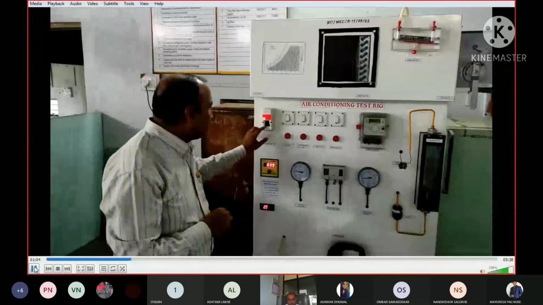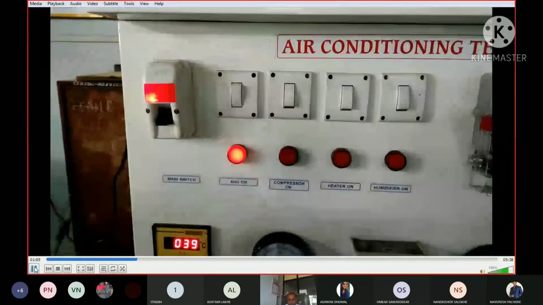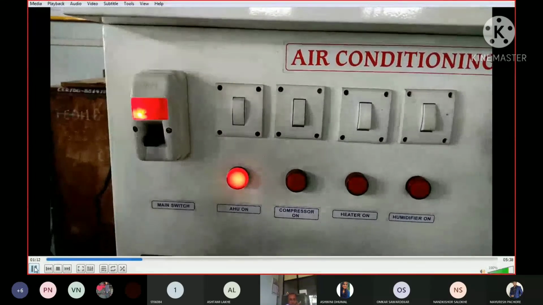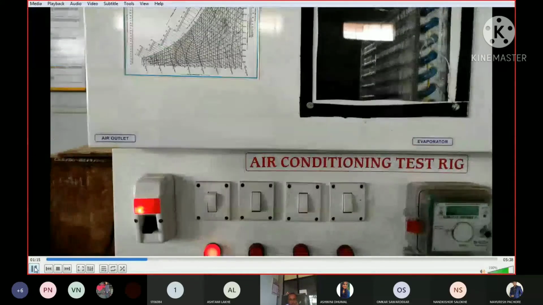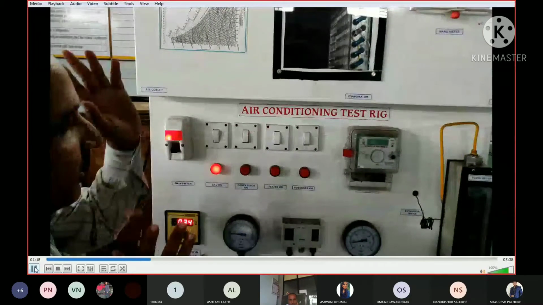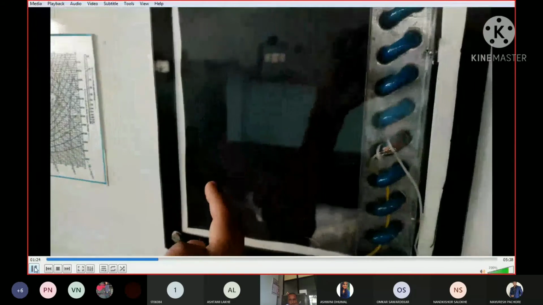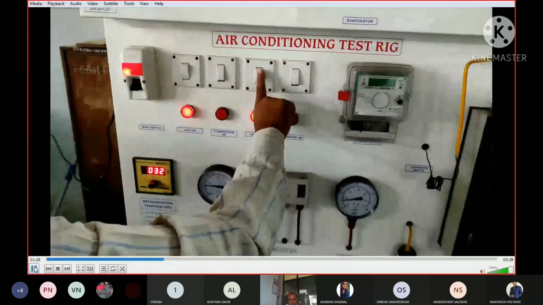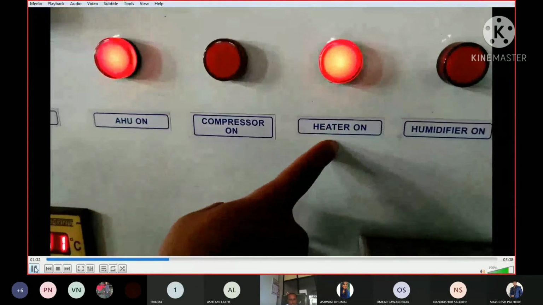First of all, you have to switch this on, then you have to turn the air handling unit on, because of which a fan is going to run. So now the air handling unit has been turned on. If you want to do sensible heating, then you have to turn the heater on. We have seen the heater over here. Now the air handling unit is on and the heater is on.